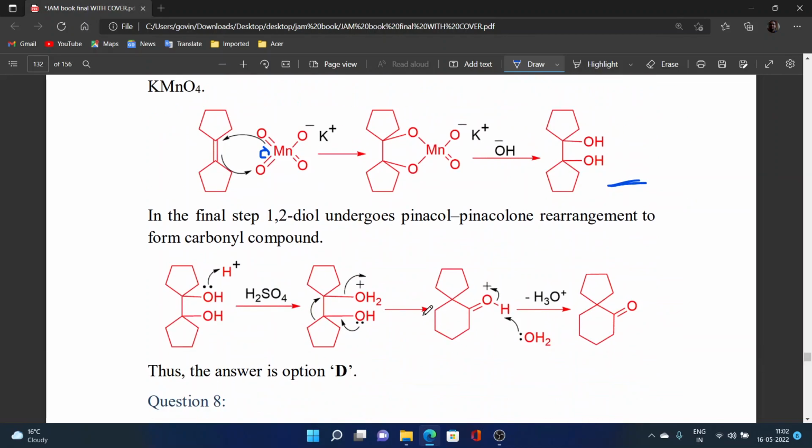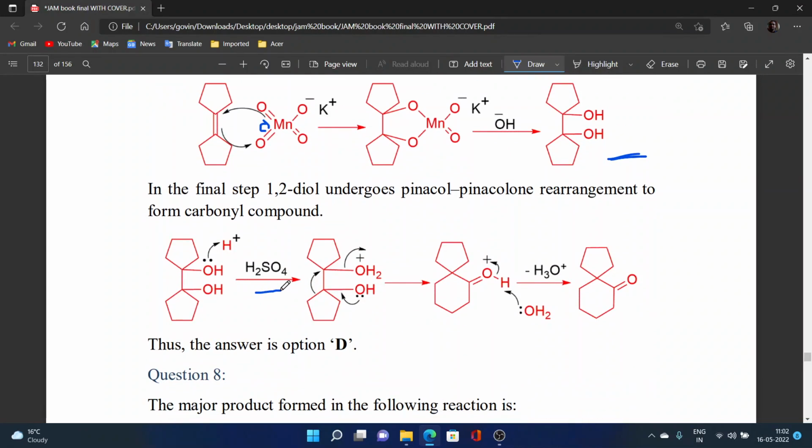The last step, you are reacting in H2SO4 acidic media. So this will undergo what is called the pinacol-pinacolone rearrangement. This is also pretty simple. One of the OH groups will take up a proton and become OH2 plus. So it becomes a wonderful leaving group because water leaves. Water is a very stable, neutral leaving group.